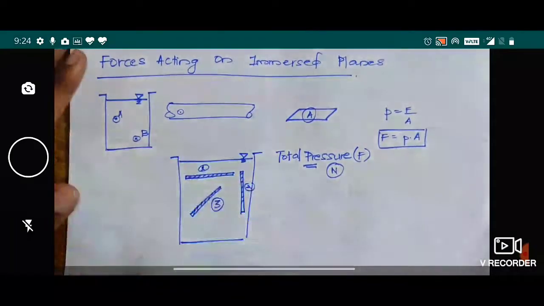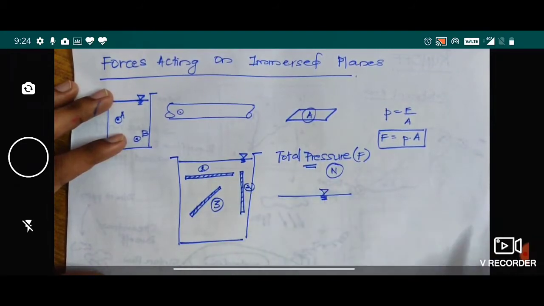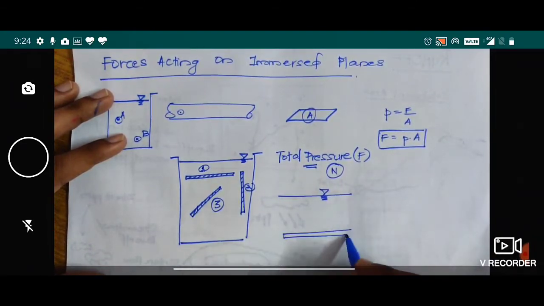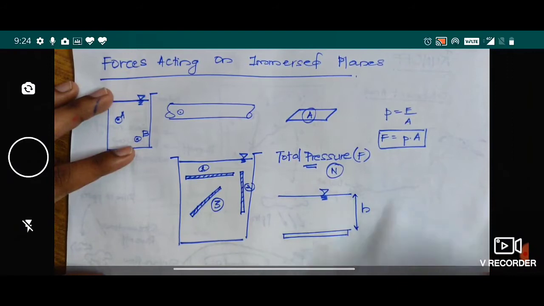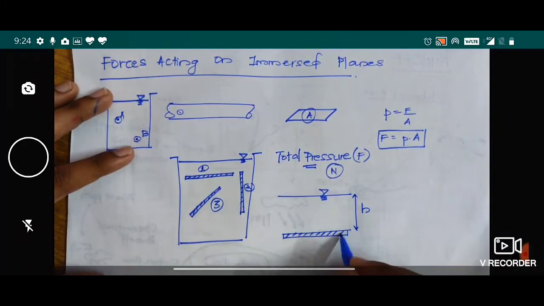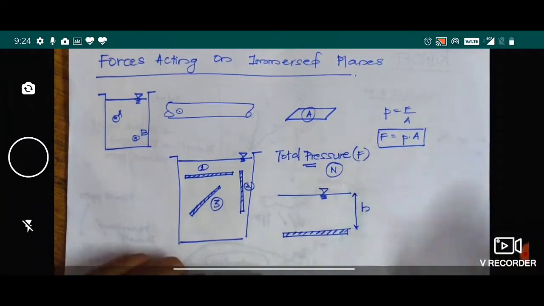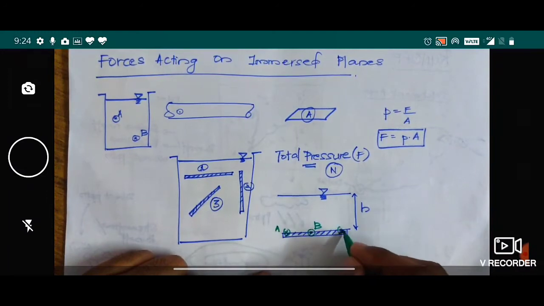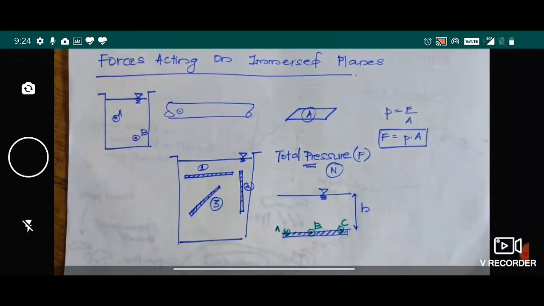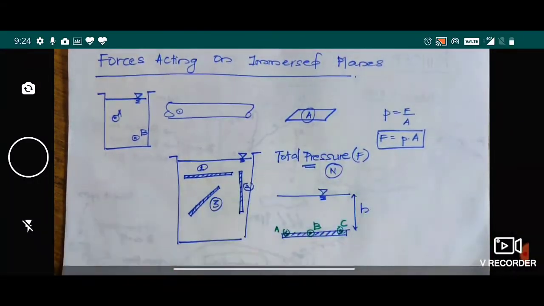Now there are different conditions. Say this is a free water surface or free liquid surface, and you are keeping your plane horizontally, at a depth of h. I am taking different points, point A, point B, and point C. All these three points are at the same distance from the free liquid surface, a depth of h from the free surface.